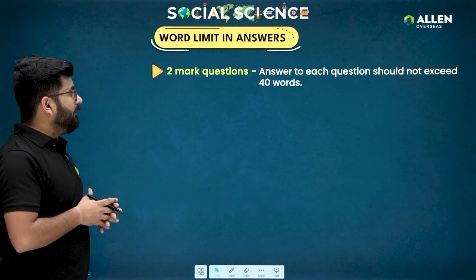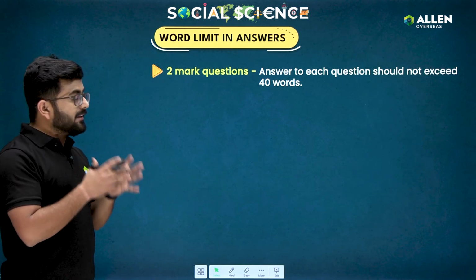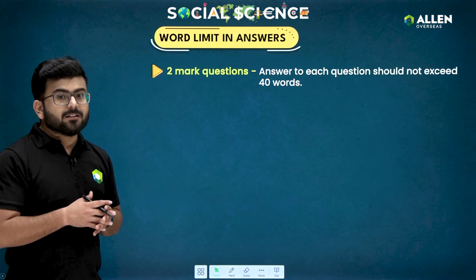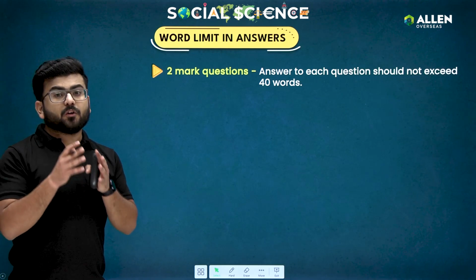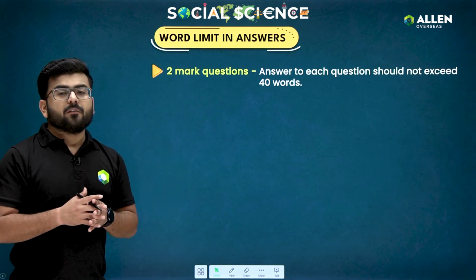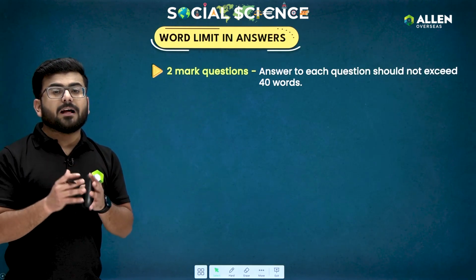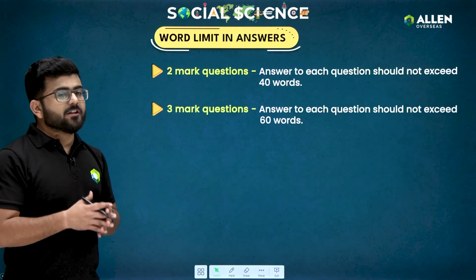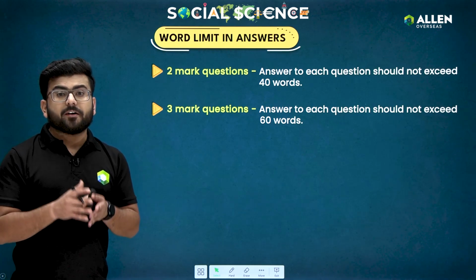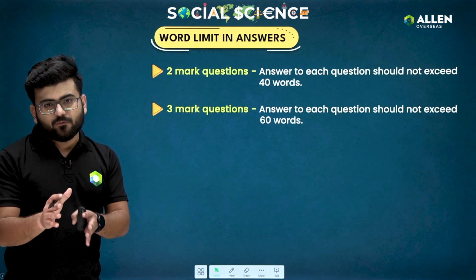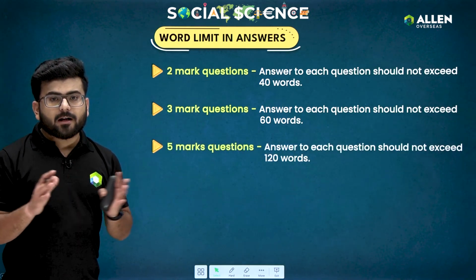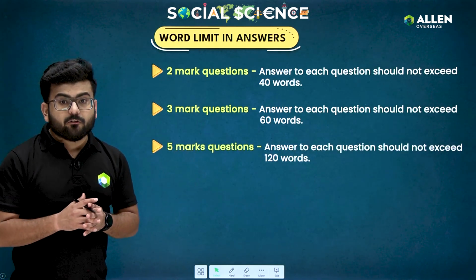Here we have the word limit given for different types of questions. For example, if the question is of 2 marks, the word limit is 40 words. We should not write our answer more than 40 words. Next, if we have a question of 3 marks, we should not write more than 60 words. If the question is of 5 marks, we should not write more than 120 words.